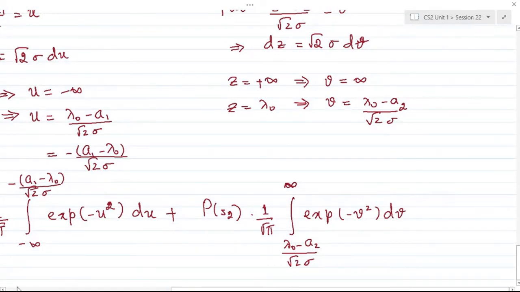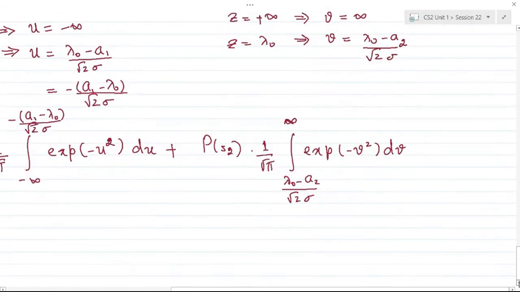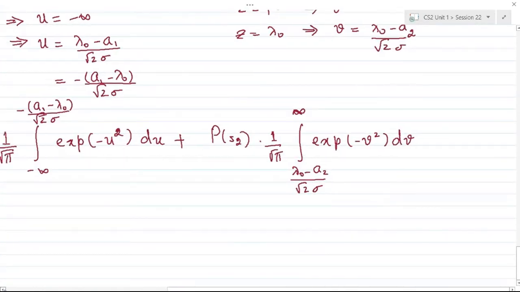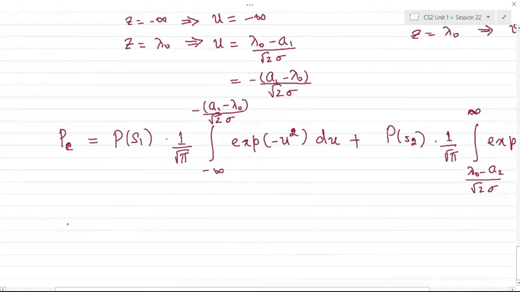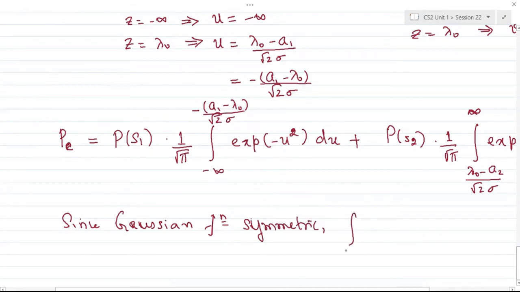Again, the condition of Gaussian symmetry: the Gaussian distribution is symmetric. After imposing that, since the Gaussian function itself is symmetric, the integration from minus infinity to some variable minus x is the same as the integral over x to infinity of the same function.